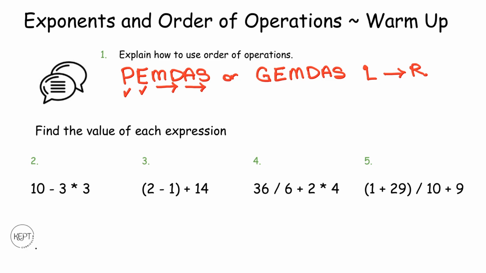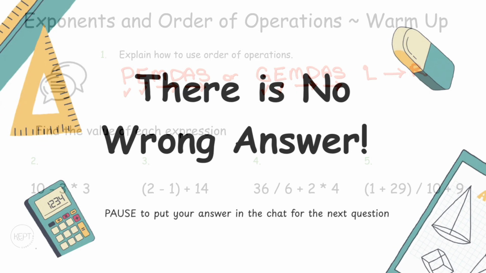The same goes for GEMDAS. We do our grouping symbols, and then we do our exponents, followed by multiplication and division from left to right, then addition and subtraction from left to right.